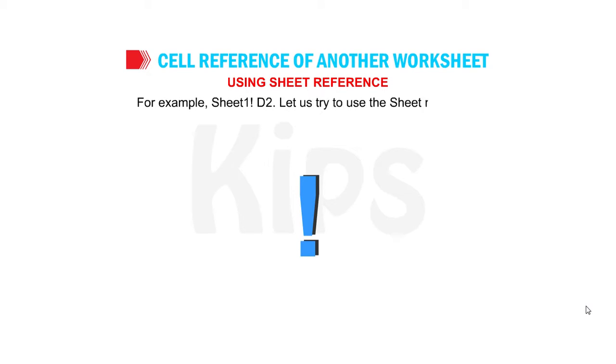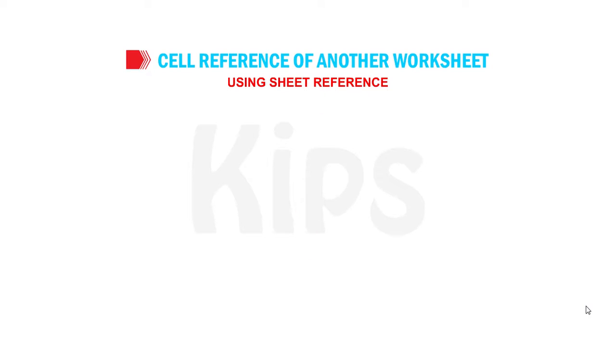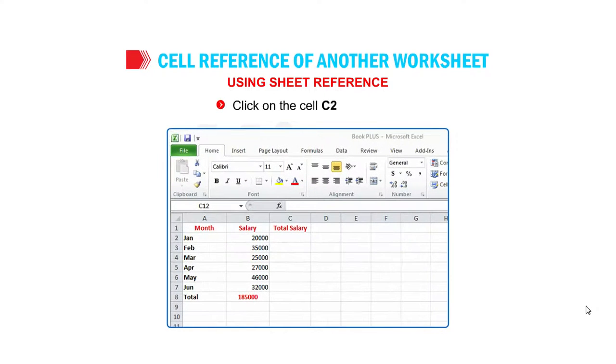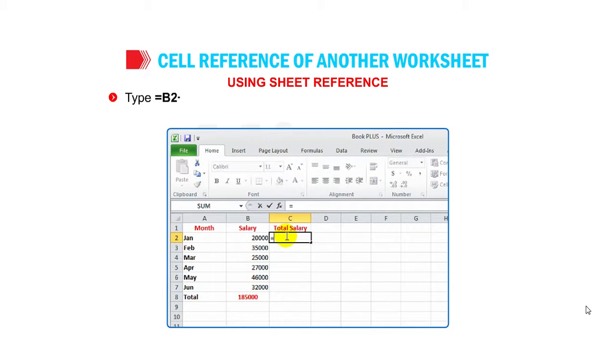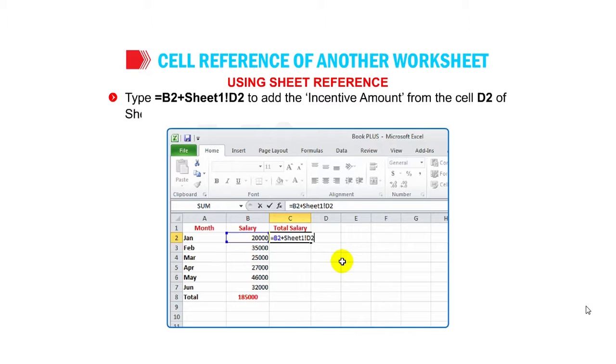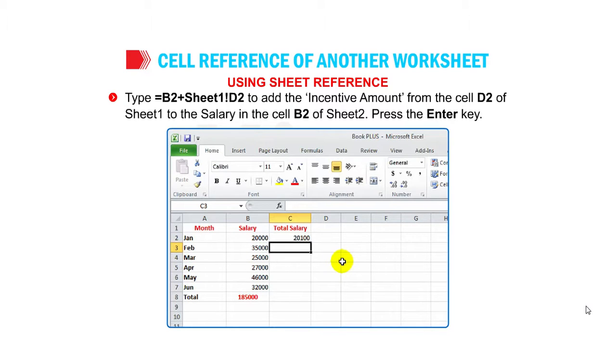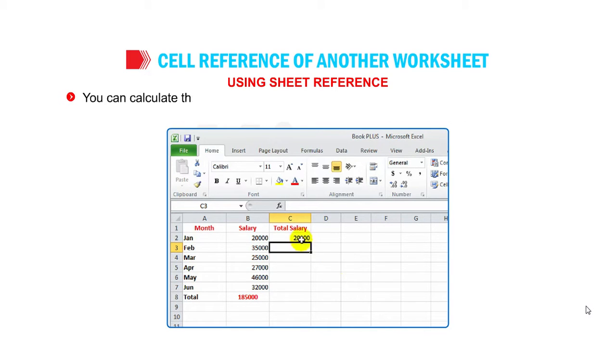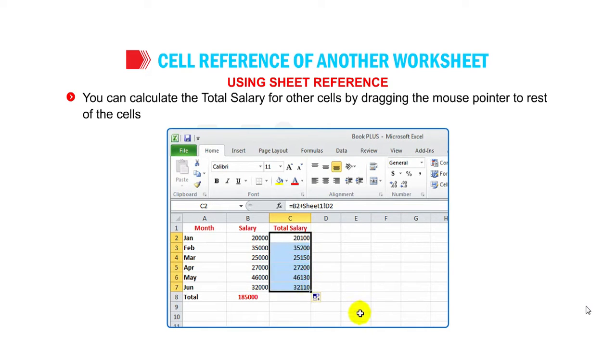Let us try to use the sheet reference. Click on the cell C2 of Sheet 2. Type equal to D2 plus Sheet1!D2. To add the incentive amount from the cell D2 of Sheet 1 to the salary in the cell B2 of Sheet 2, press the Enter key. You can calculate the total salary for other cells by dragging the mouse pointer to the rest of the cells when the pointer changes to a copy pointer symbol.